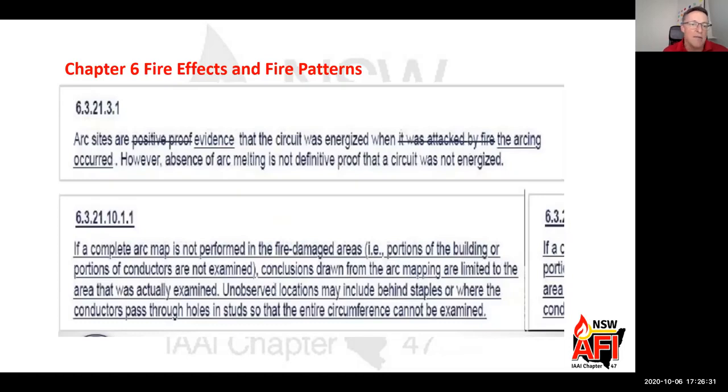Okay, so again, arc sites are evidence that a circuit was energised when the arcing occurred. However, absence of arc melting is not definitive. So that's some of the changes there for the arcing.